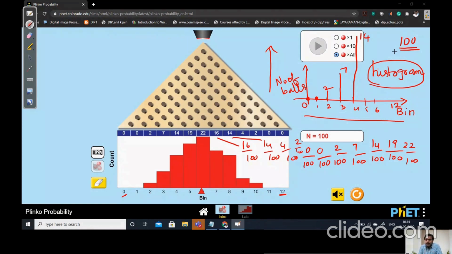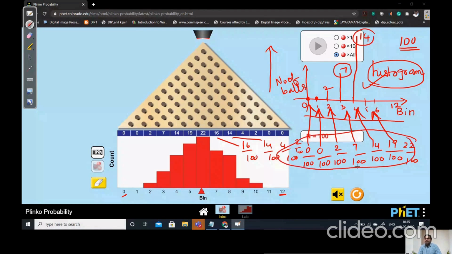So here, representing directly the bins versus the number of balls is called as histogram. Whereas instead of this count, if I represent the probabilities like 0 by 100 here, 2/100 here, 7/100 here, 14/100 here, 19/100 here, and so on, that becomes your probability density function. Got it now? This is directly representing the density of balls. And here we are representing the probability density. Therefore, we say it as a probability density function. Is that clear?